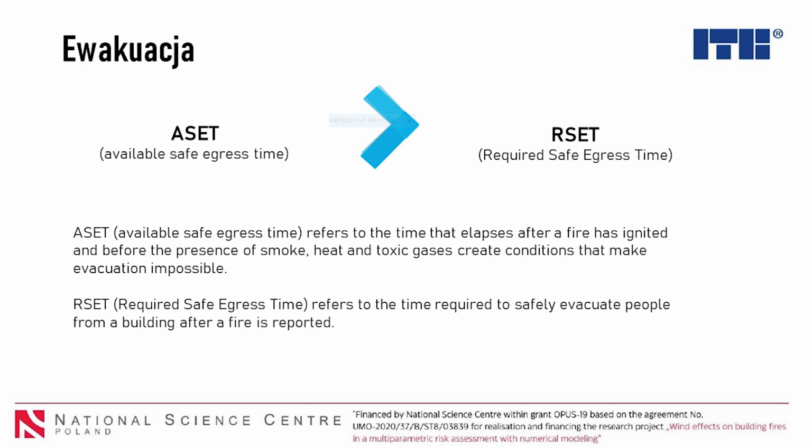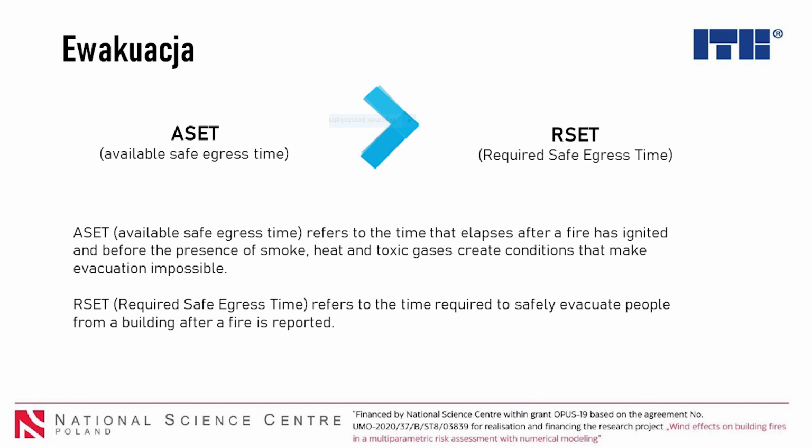So first of all, we have to calculate these two factors, ASET and RSET. The RSET consists of a few parts. The first part is from ignition to fire detection time. Sometimes it can be a few seconds or a few minutes. It depends on the fuel which is being burned. After detection time, we have time to verify the alarm, whether it is a false alarm or a real one. So the system is going to restart a few times and check if it is a real fire. Then we have the fire alarm, and we have the pre-movement time.